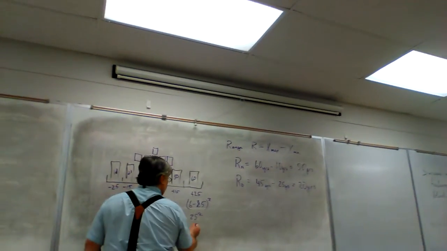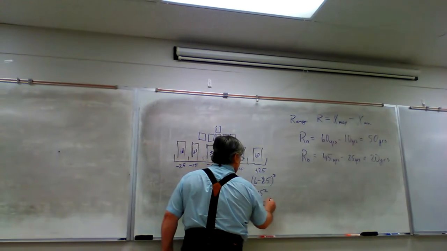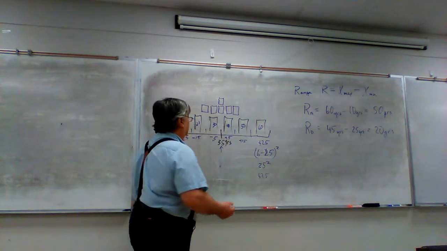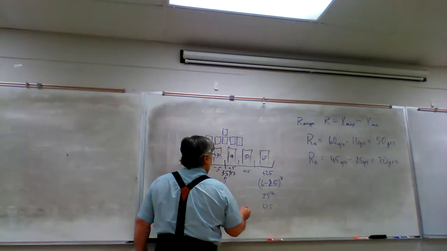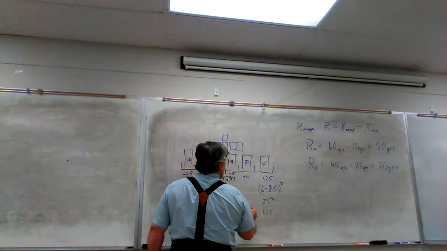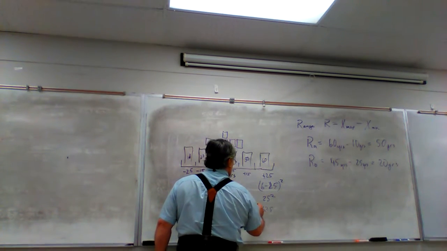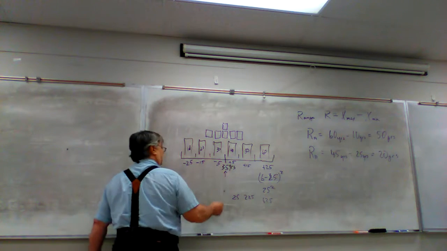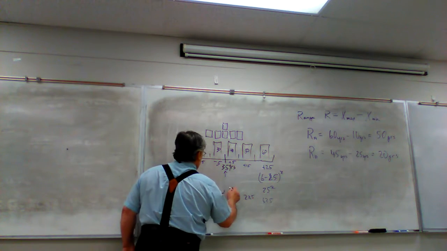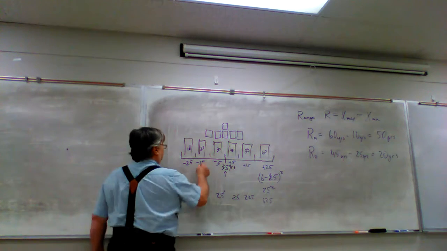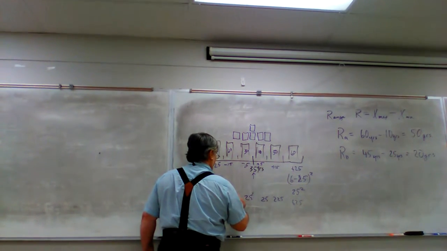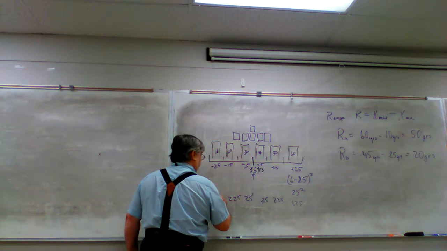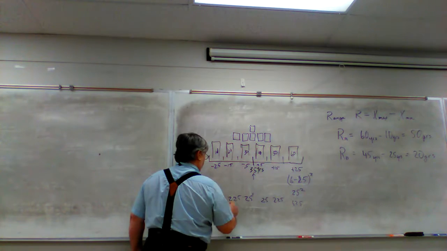$25 squared. 625, right? All right, what's 15 squared? 225. And 5 squared? And minus 5 squared? Still 25. Minus 15 squared is still 225. And minus 25 squared is still plus 625.